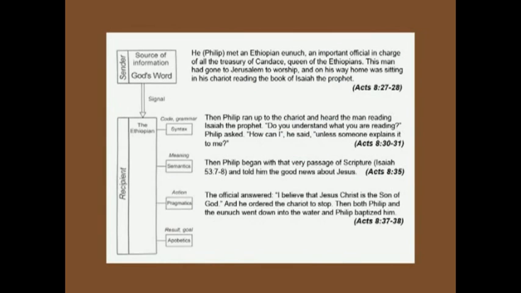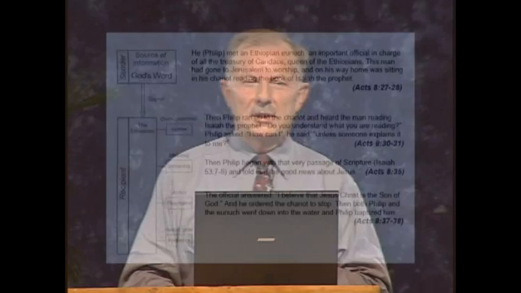And that's what we read in verses 37 to 38. The official answered, I believe that Jesus Christ is the Son of God. And he ordered the chariot to stop. Then both Philip and the eunuch went down into the water, and Philip baptized him. He became a believer, and he also is baptized, and that's an act. You see, that's what we see on the pragmatic level.